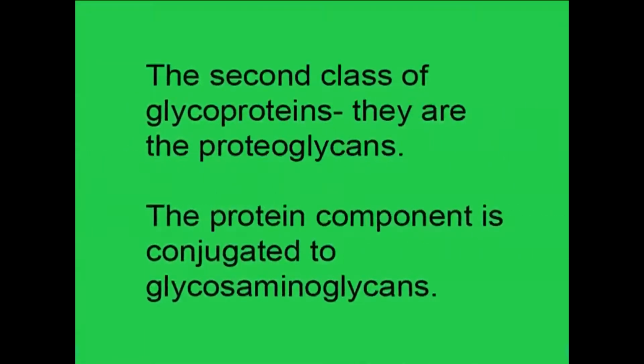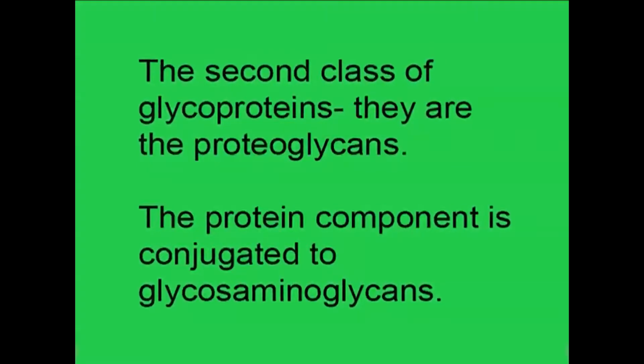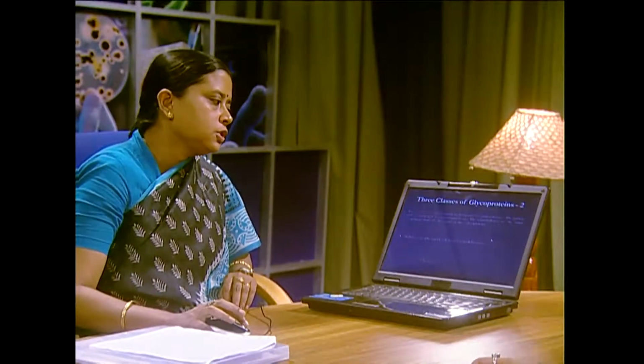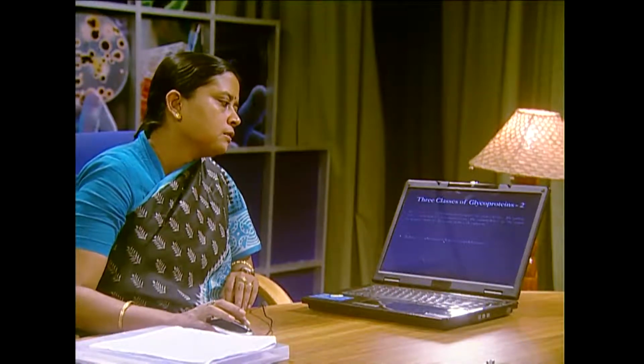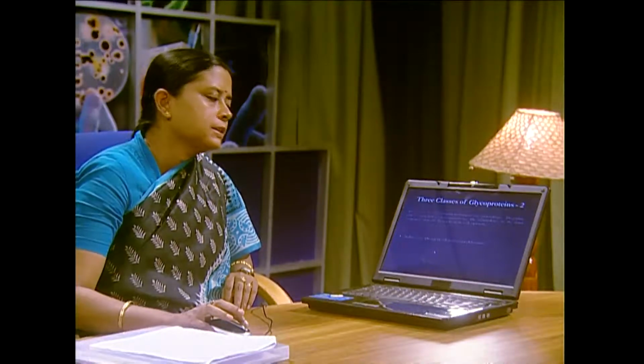The second class of glycoproteins are the proteoglycans. The protein component is conjugated to glycosaminoglycans. So here the carbohydrate part is prominent, and the carbohydrates are the major components of these glycoproteins. The difference is quite evident. About 95% by weight of these glycoproteins is carbohydrates. They function as lubricants and structural components in connective tissues, mediating the adhesion of cells to the extracellular matrix and binding to factors that stimulate cell proliferation.